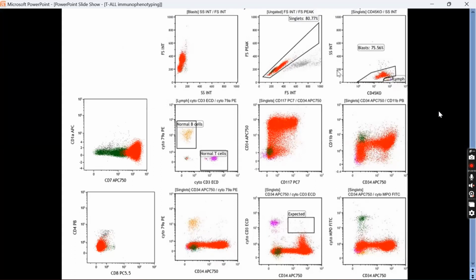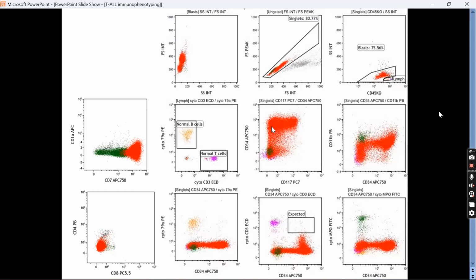Okay. Now here you find all your plots. This is the blast, which is 75.56% of the total nucleated cells. I've just gated the lymphocytes here. So the blast is bright CD7. See here, there is a mistake. The normal lymphocytes are green in color. It's not. Then I changed the color. Okay. Now the green is lymphocytes. But the blast is CD7 bright, CD1a negative. Okay. Here I've shown you the T cells in purple color and normal B cells in yellow color. Okay. Now how is the expression of CD34?